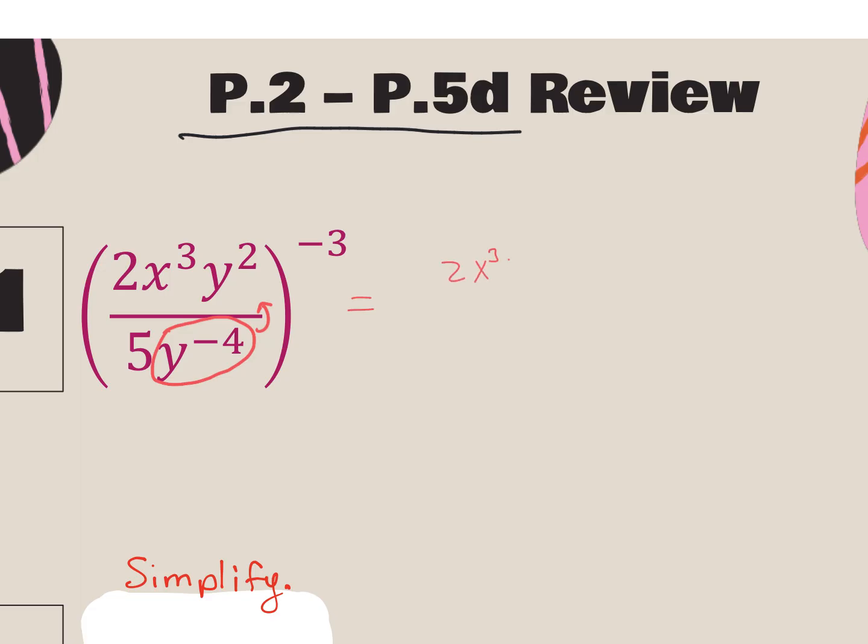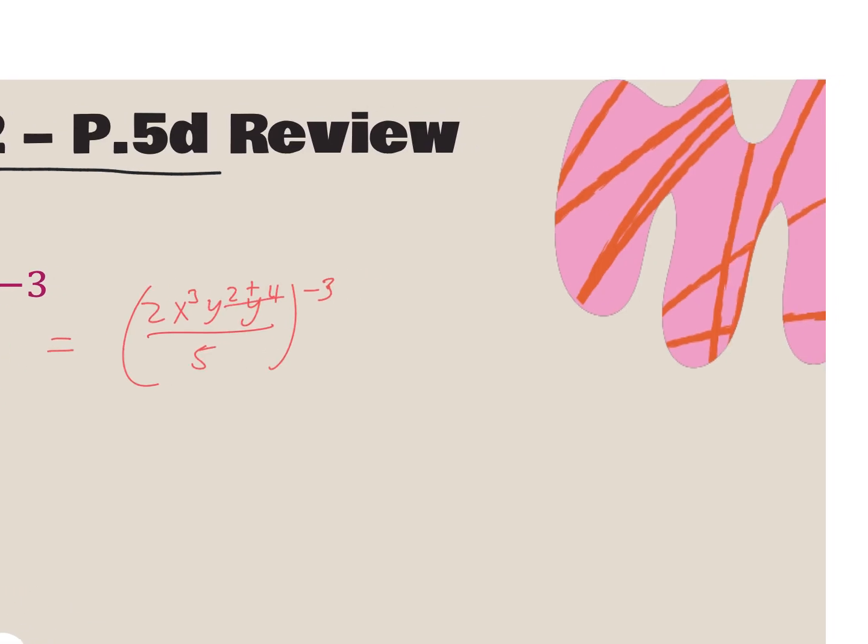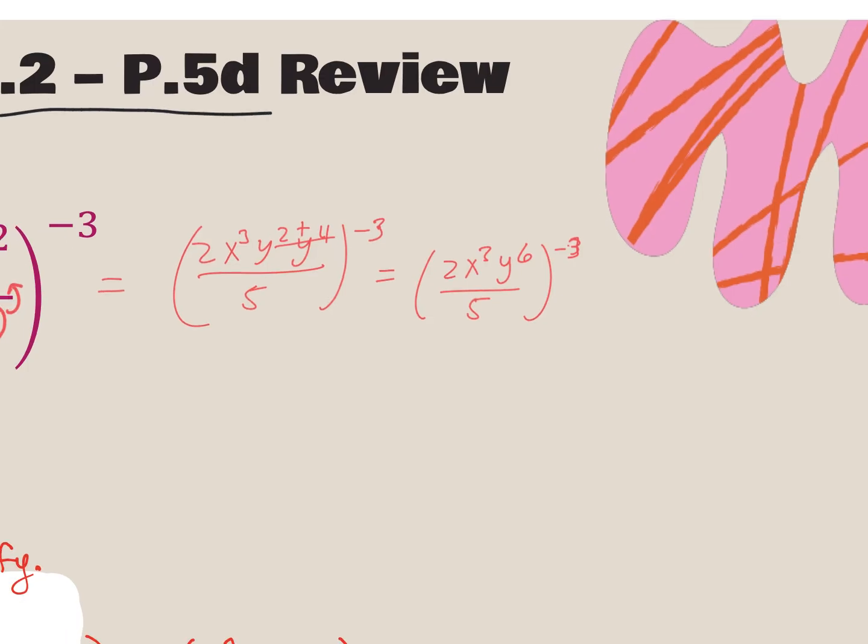So it's going to be a 2x to the third, y squared, y to the fourth, over 5, all to the -3. All right, and then I can simplify 2 plus 4. Because the bases are the same, we can add the exponents. So this is going to be 2x to the third, y to the sixth, over 5 to the power of -3. And then now that that's done, you can either distribute that -3 or you can change it to a positive by flipping the top and the bottom, which is what I like to do. I like to handle all of the negative exponents first, all right, and then make everything positive.